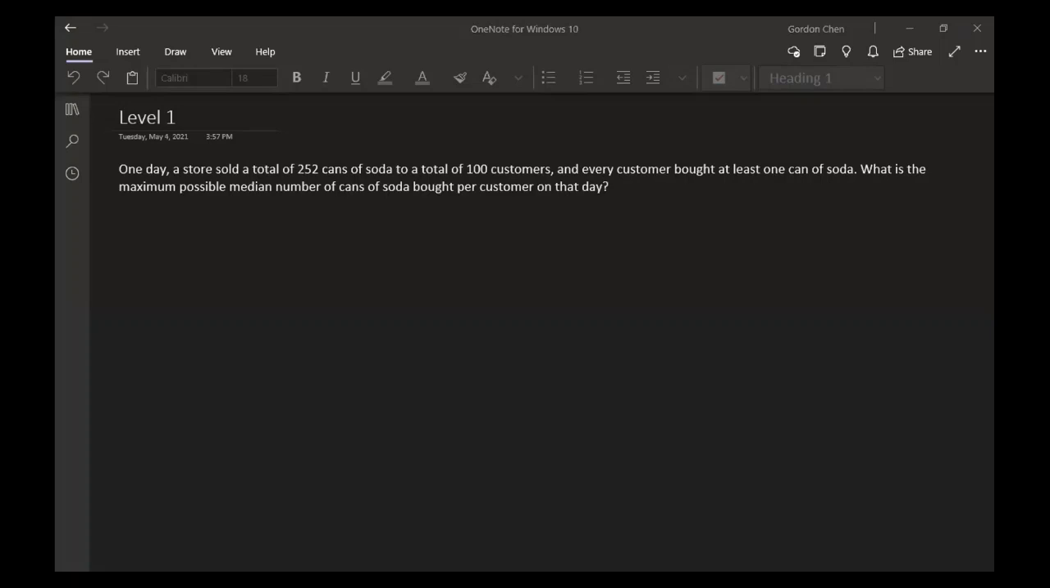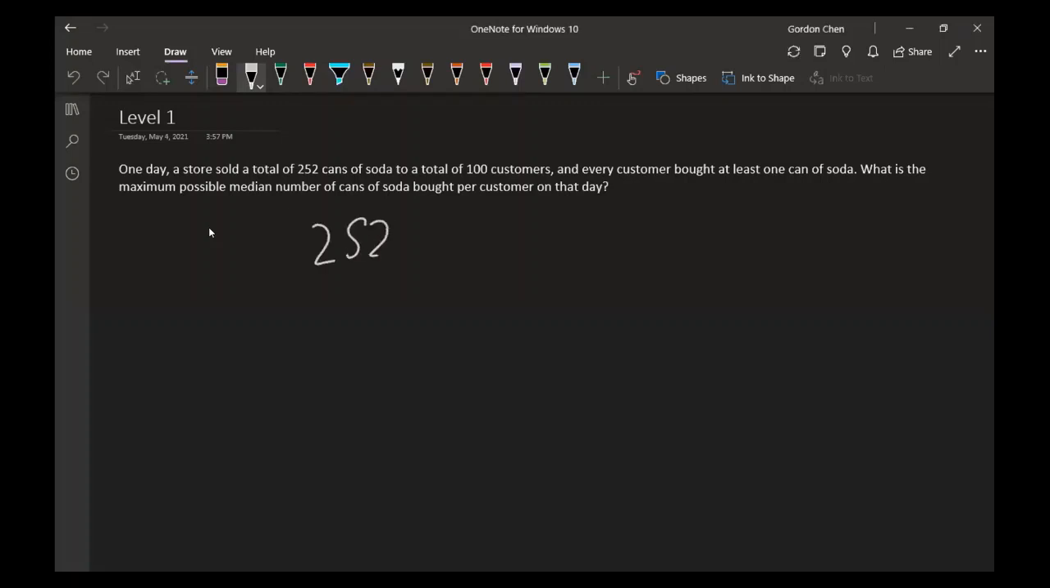Okay, so I'm gonna be explaining level one. One day the store sells a total of 252 cans of soda, and there are 100 customers. So every customer bought at least one can of soda. So what is the maximum possible median number of cans of soda sold?